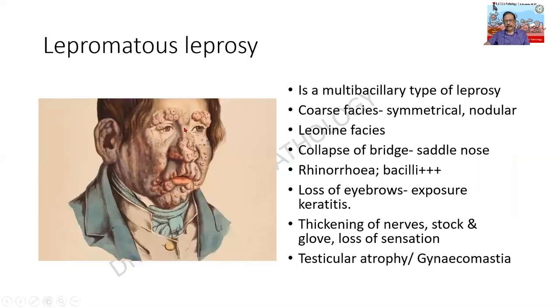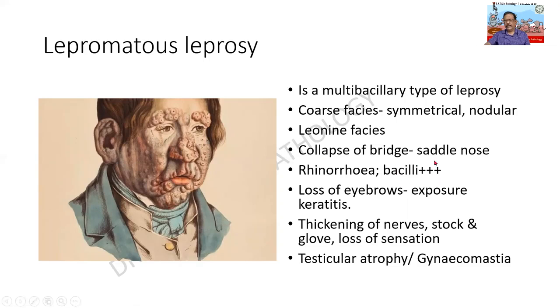And here again, all the other things I will not be mentioning. You can see that there is a saddle nose deformity because of the collapse. Saddle nose can occur in other conditions. In congenital syphilis also you can get it because of the collapse of the vomer or the bridge of the nose. So coming to lepromatous leprosy, it is multibacillary. Tuberculoid is paucibacillary. There are coarse faces, symmetrical, collapse of the bridge. Rhinorrhea, there can be a running nose, and the bacilli are located in the cooler parts.